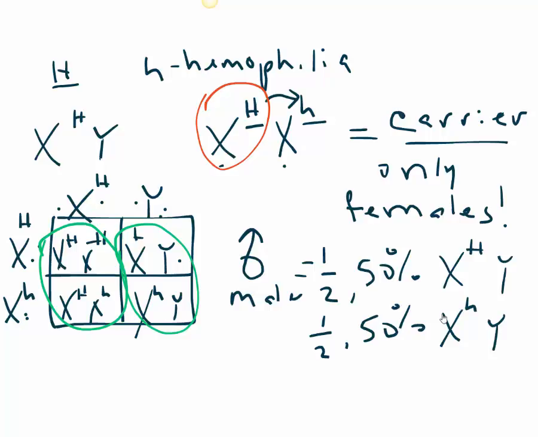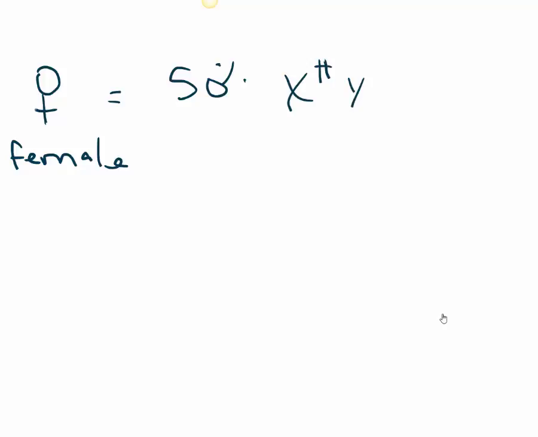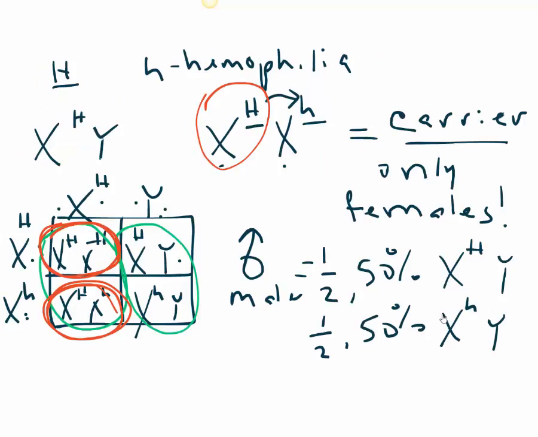For the females, we can see that 50% are going to be homozygous dominant for hemophilia, and the other 50% are going to be carriers. The symbol for female in science is this. So for the females, 50% are big H, and the other 50% are big H, little h. Again, looking back at the previous screen.